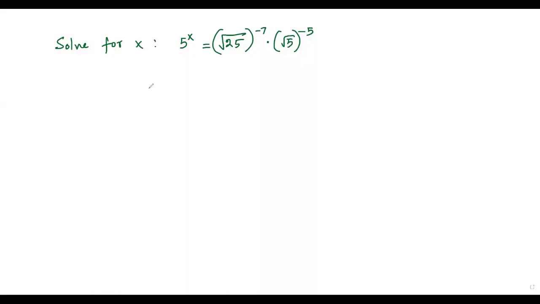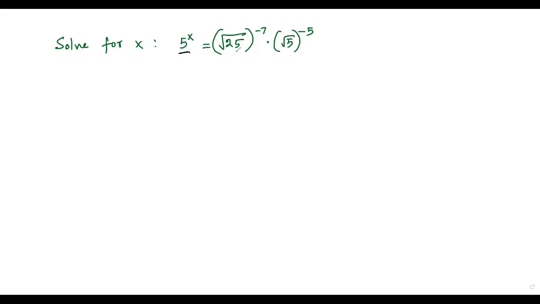Here we have to solve for x in the given exponential equation. Here we have the variable as the exponent, and whenever we are trying to solve for a variable that is the exponent, we have to get the same base on both sides of the equation. Once we get the same base on both sides, we can equate the exponents and solve for the variable.